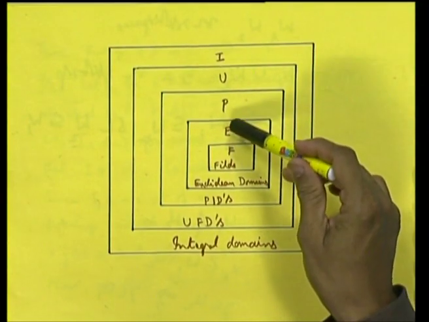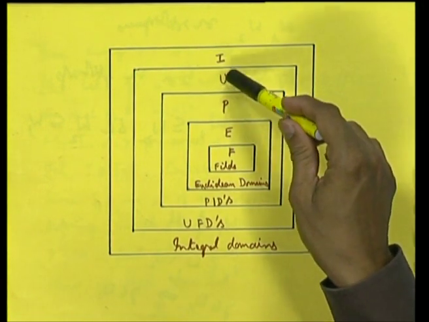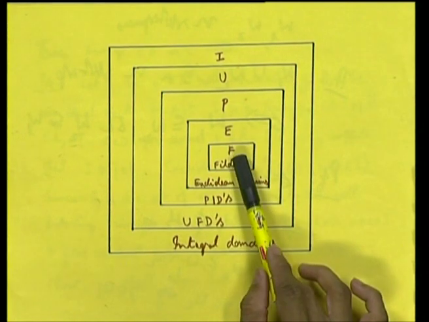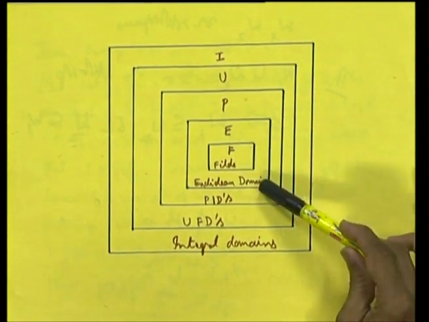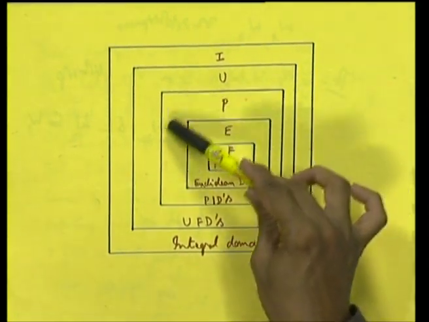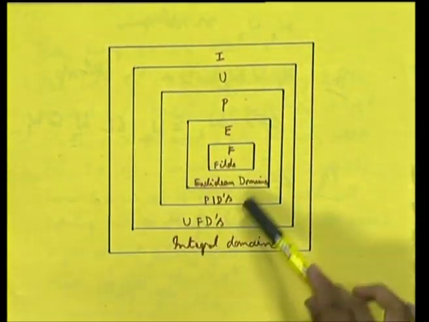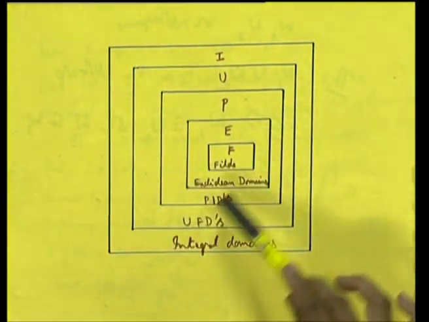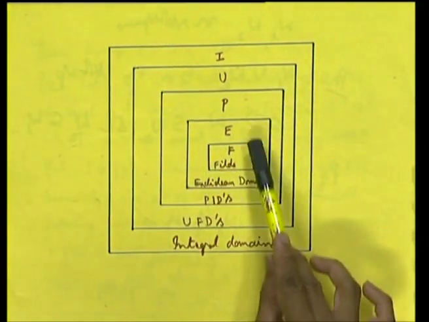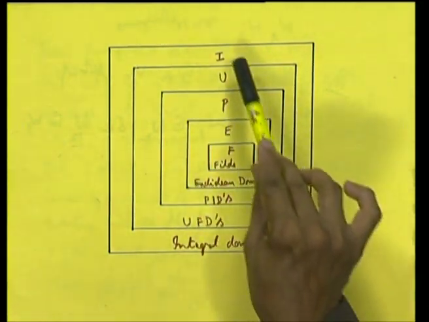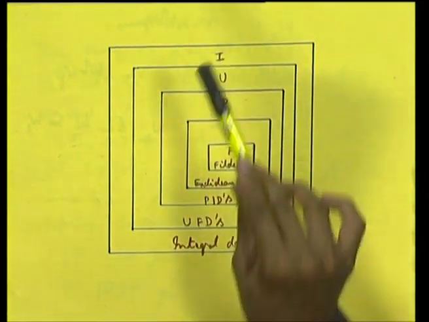Before that, what we are trying to show is F is contained in E, E is contained in P, P is contained in U, U is contained in I, with this Venn diagram. F is the class of fields, E is the class of Euclidean domains, P is the class of principal ideal domains, U is the class of unique factorization domains, and I is the class of integral domains. We want to show that F sits inside E, and E sits inside P, and P sits inside U, and U sits inside I.